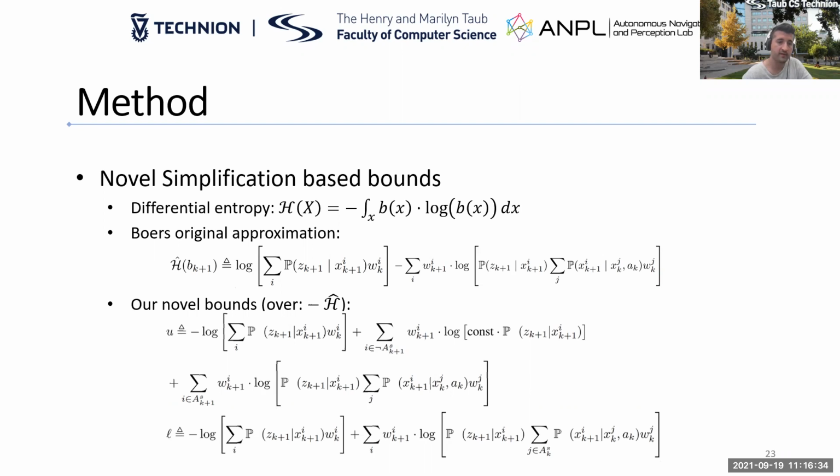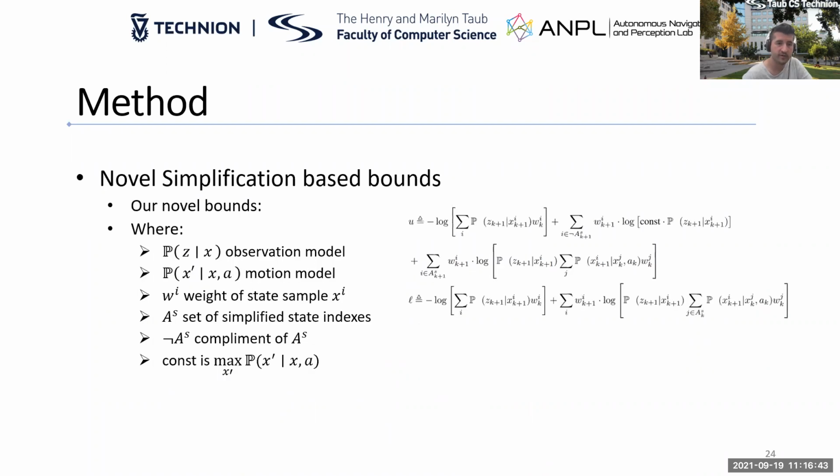The approximation by Boers is here in the second item, and we've developed the bounds here in the third item. In our notation, P of Z given X is the observation model, P of X prime given X and A is the motion model, Wi is the weight of the state sample Xi, AS is a set of simplified state indexes, not AS is the complement of AS by definition, and const is the max over the motion model, which we have access to since the models are given, as I mentioned before.